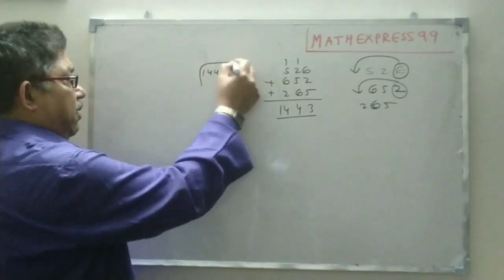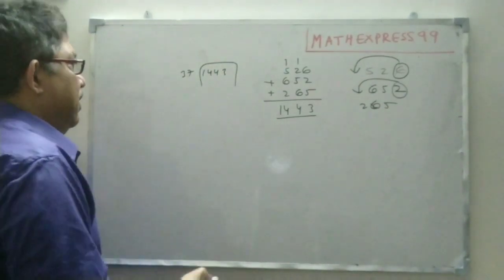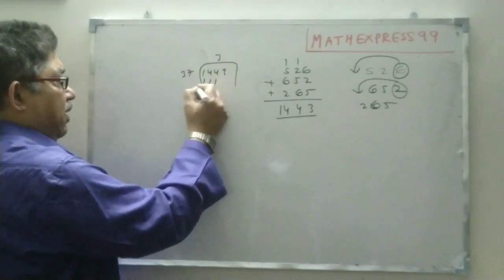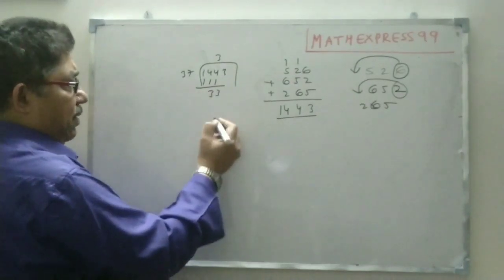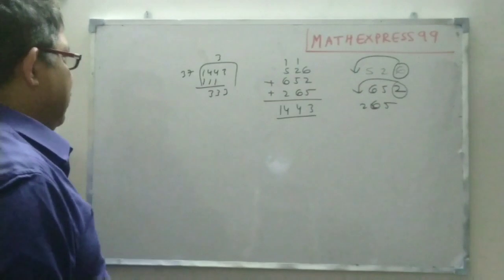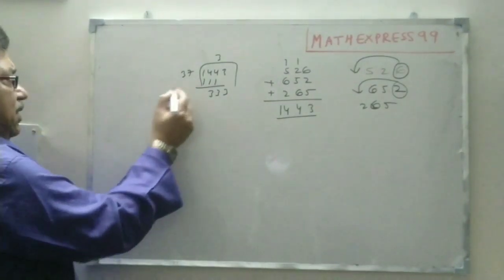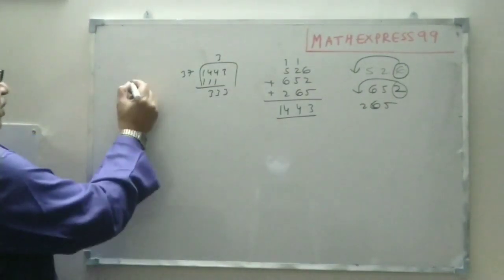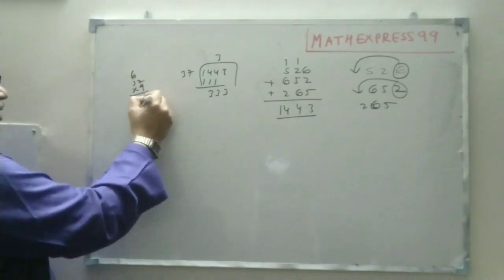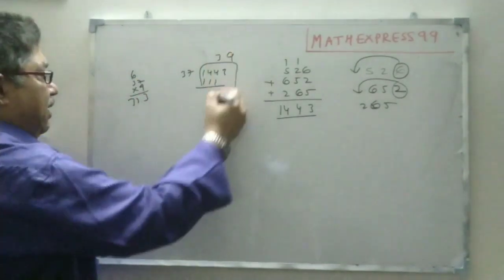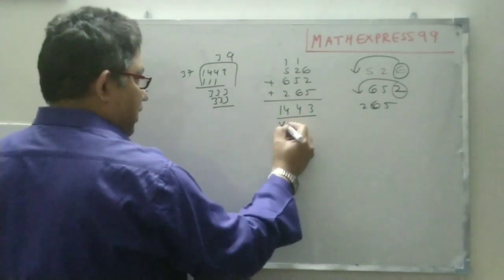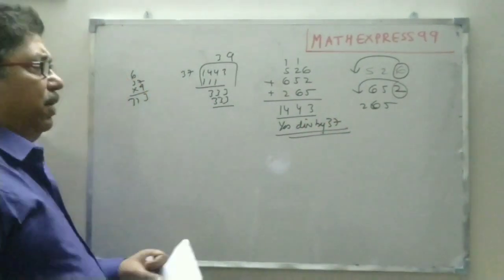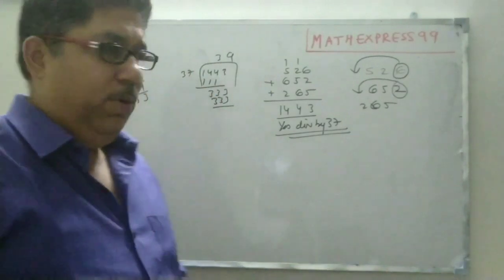1443 divided by 37. 37 into 3 times is 111, so I'm left with 333. I know that 7 into 9 will be 63, so the last digit could perhaps be 9. Let me check out. 37 into 9, 333. Okay, fine. So 39 times 37. So yes, divisible by 37.